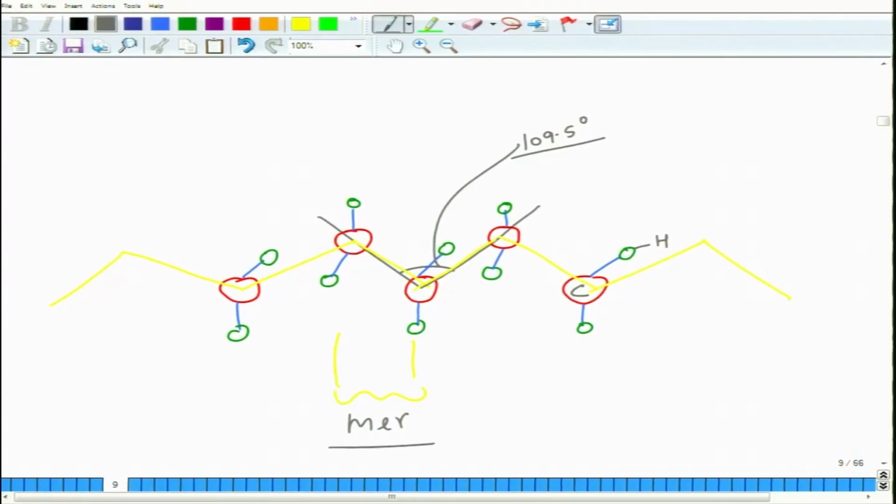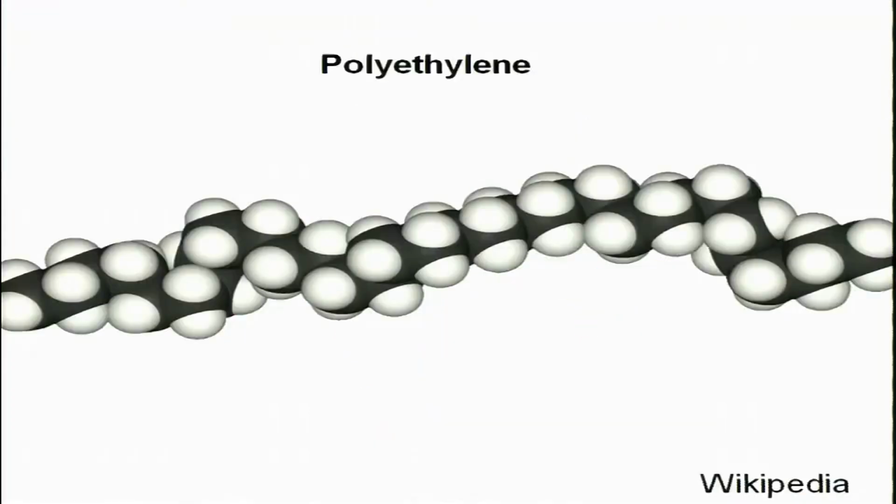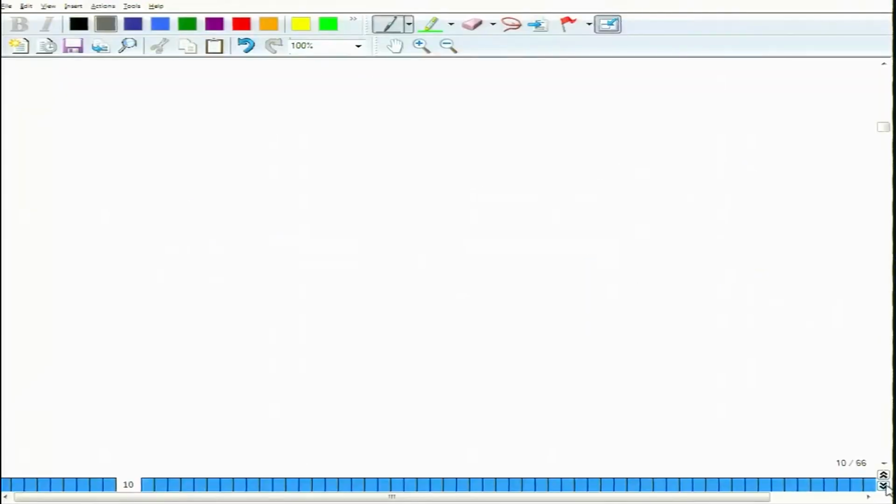I will show you a graphic representation of how it looks. This is the graphic representation of how the chain would look. You have a carbon atom somewhere in the center, and then you have these hydrogen atoms at various angles. So 1, 2, 3, 4 like that.